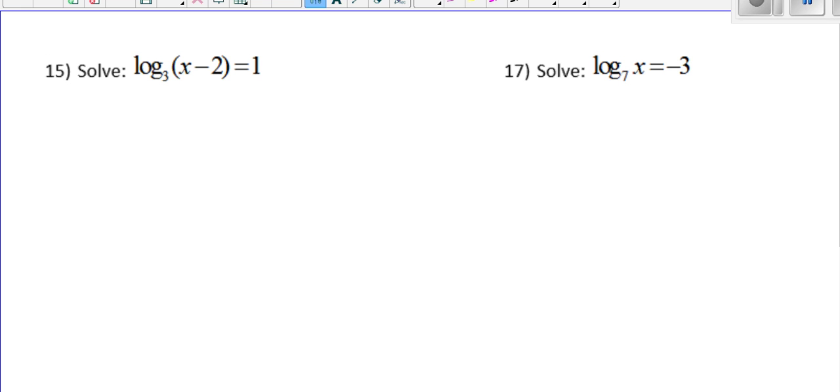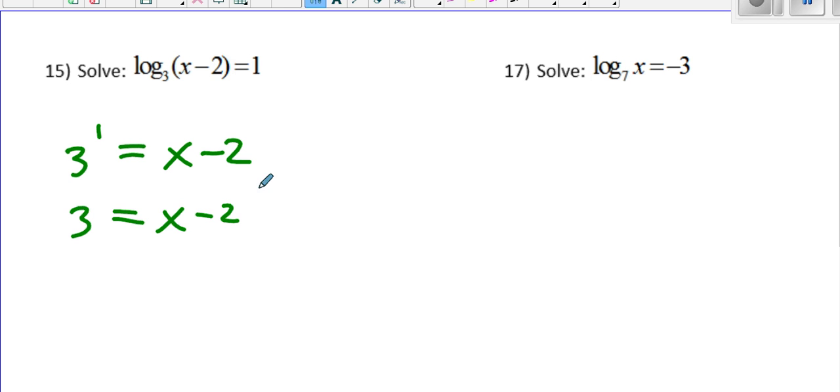When you're solving out logs, you're going to convert them to an exponent. So you're doing the fish thing again. Through the 3, then the 1, then back to the x minus 2, when you convert it to an exponential. Once you have it converted, it's just an algebra 1 equation. 3 to the first power is 3 equals x minus 2. Solve it out. We're going to add 2 to both sides. You get x equals 5.